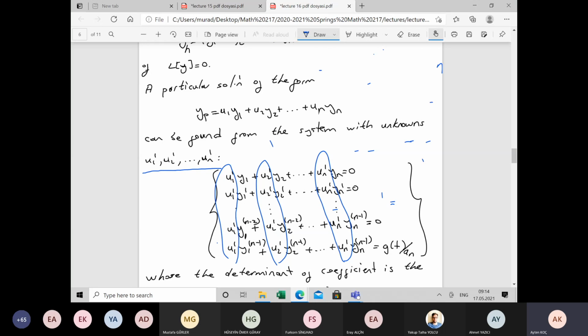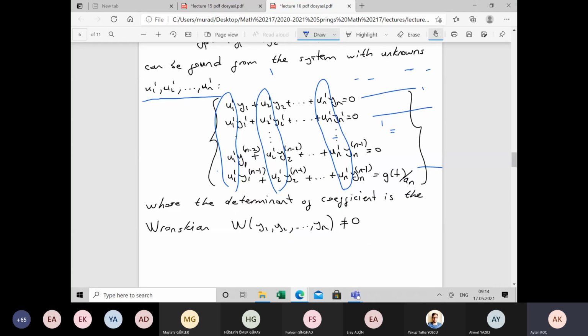So this gives the system, and our aim is to solve it. The determinant of the coefficient matrix should be non-zero to get the unique solution. This determinant is called the Wronskian determinant. We know that the Wronskian determinant should be non-zero, and this is the coefficient matrix.